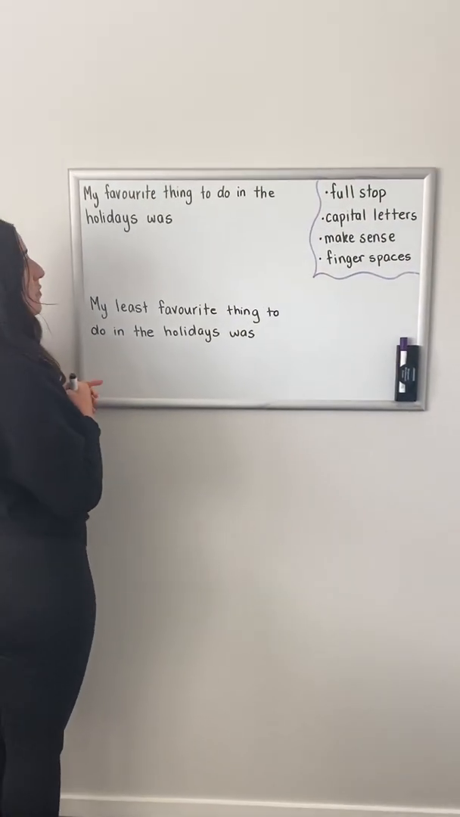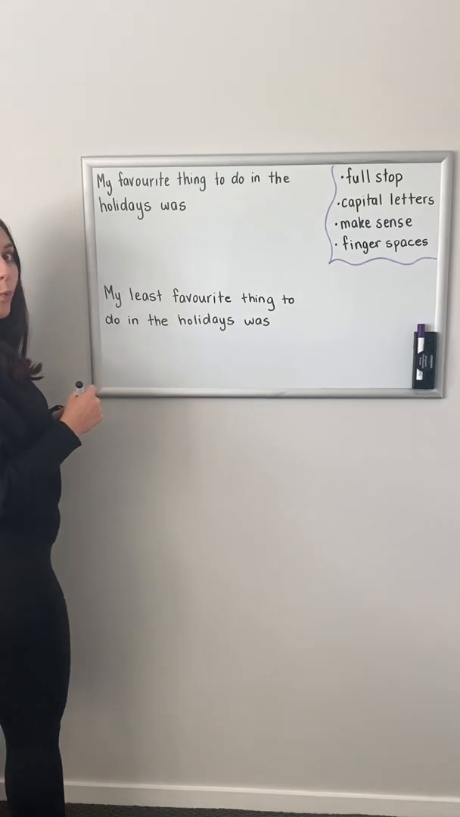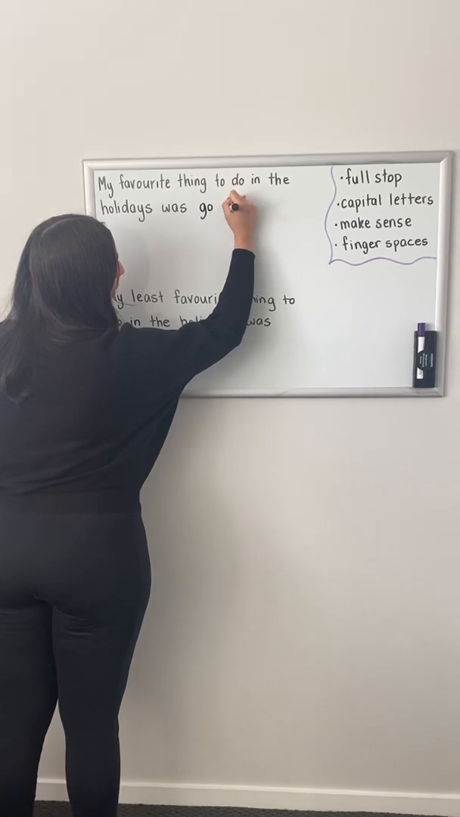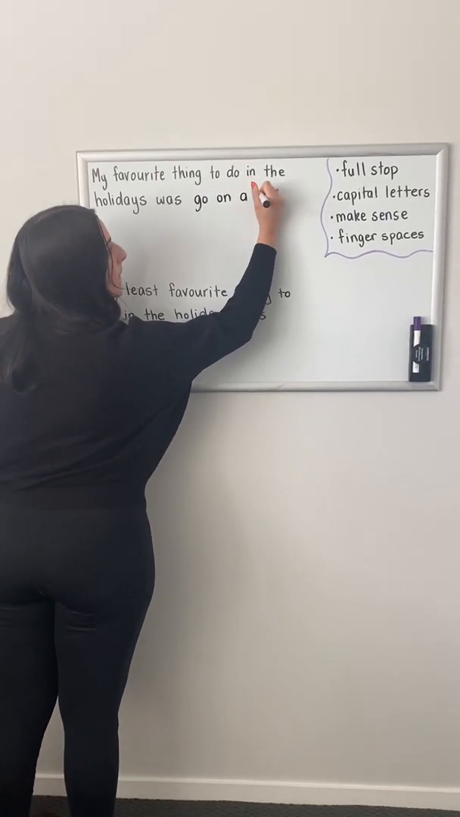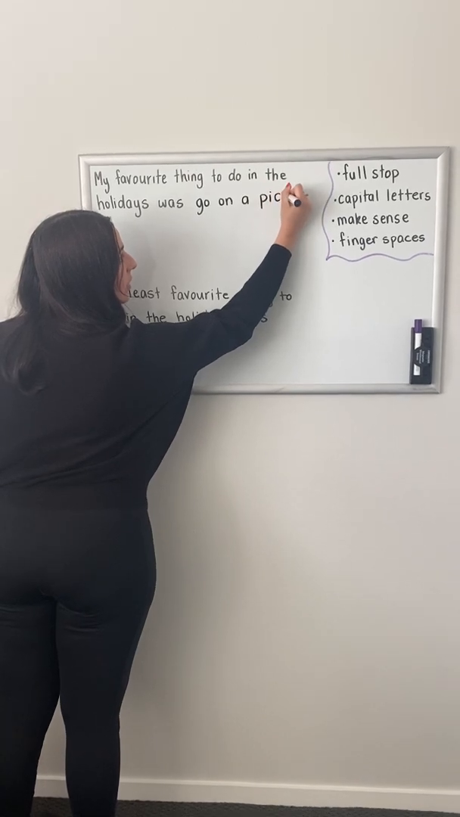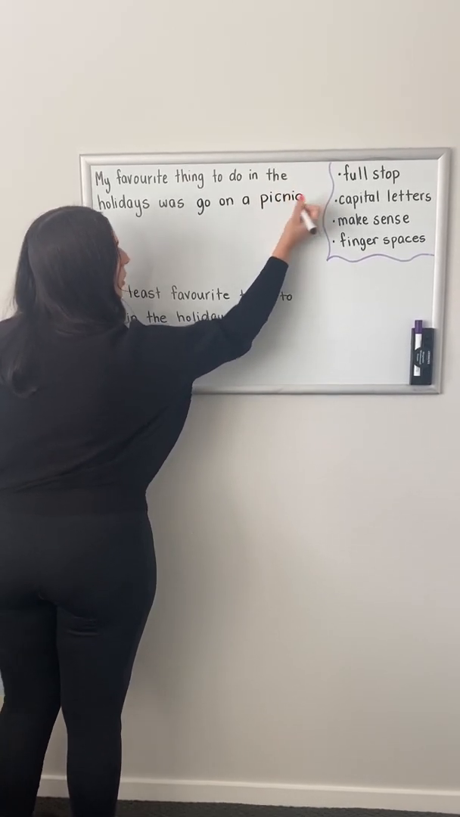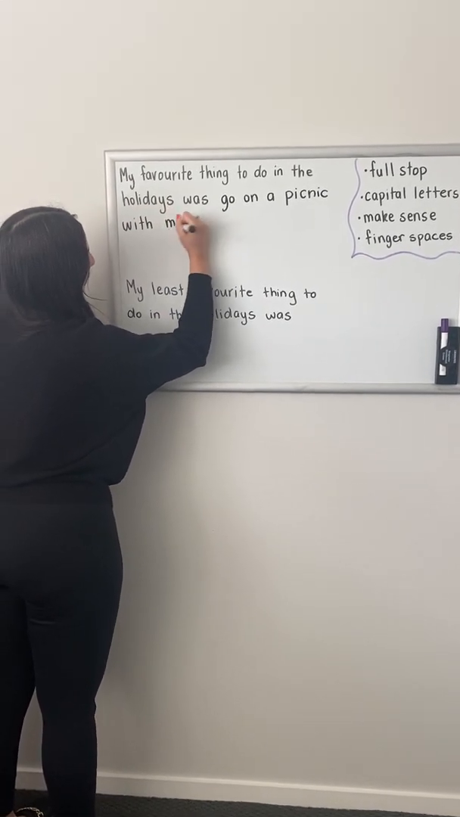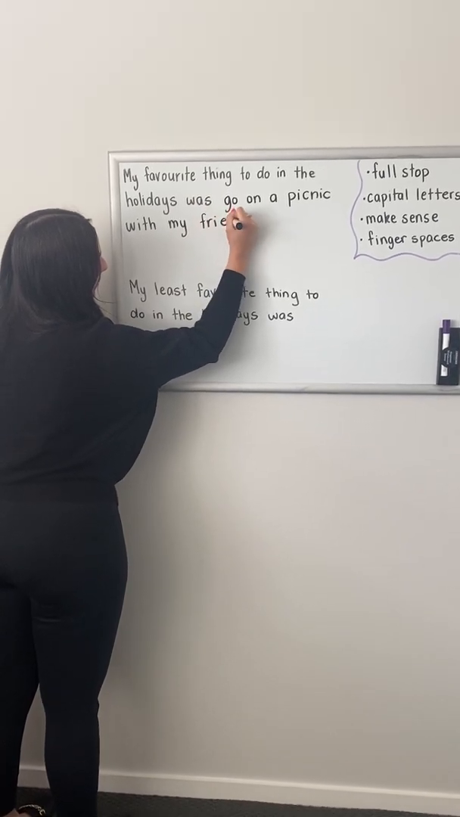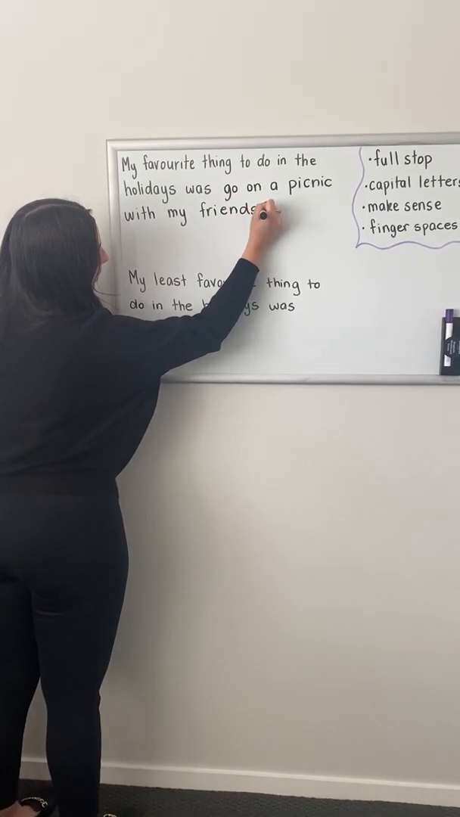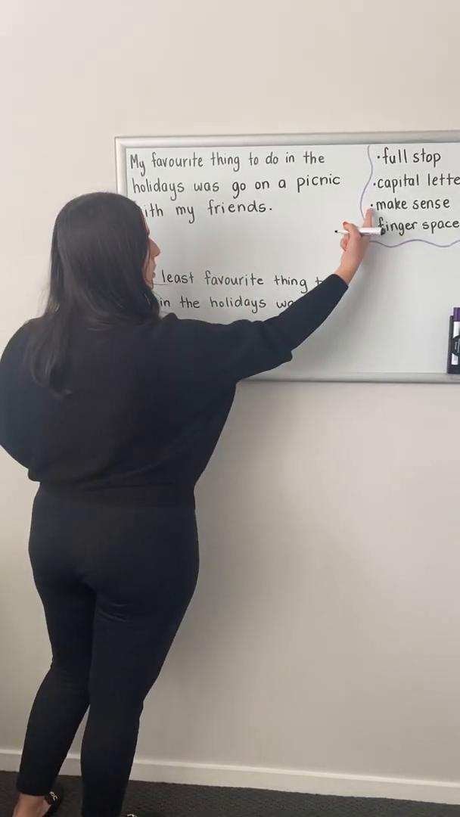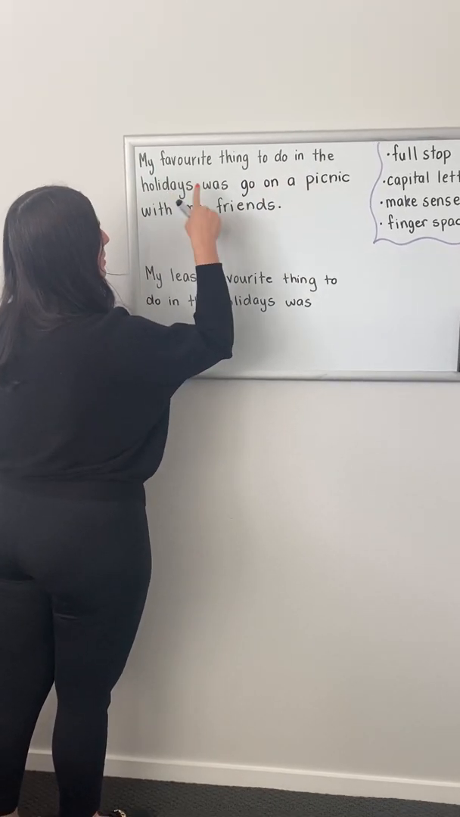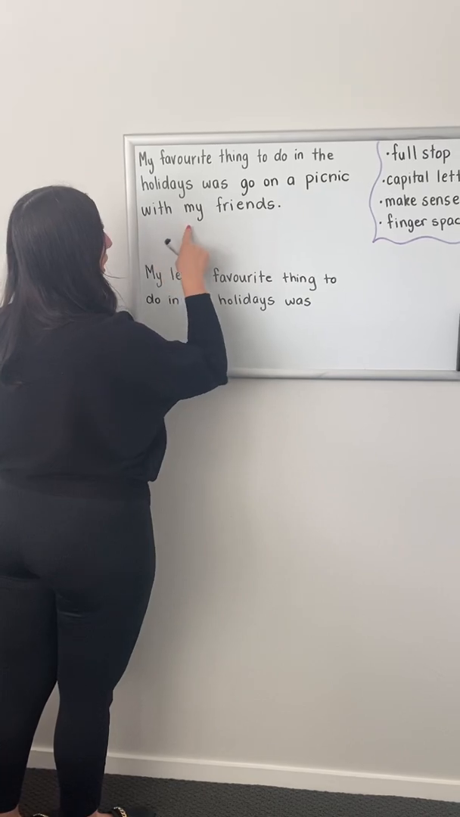Okay, so my favorite thing to do in the holidays was go on a picnic with my friends. Make sure I have my full stop. And now I'm going to reread it to make sure it makes sense. My favorite thing to do in the holidays was go on a picnic with my friends.